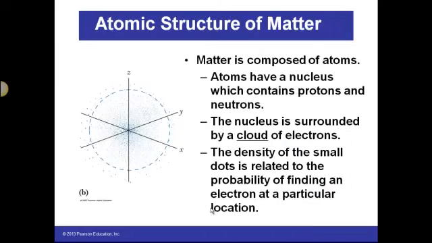So all of matter is composed of atoms, and atoms have a nucleus which contains the protons and the neutrons, and then the nucleus is surrounded by a cloud of electrons. This is showing the cloud of electrons on a three-dimensional scale, with a graph placed upon it. So the density of the small dots is related to the probability of finding an electron at these positions at any one time.